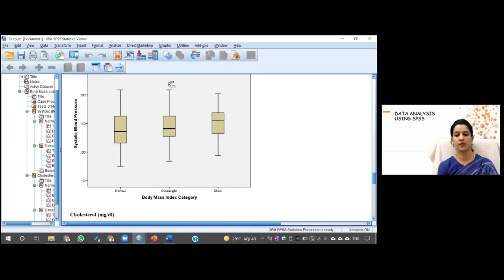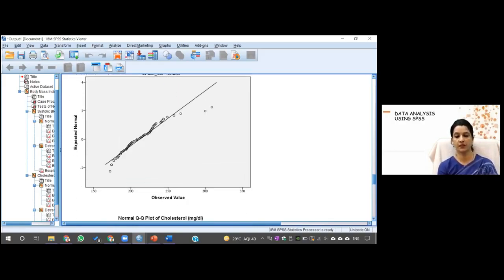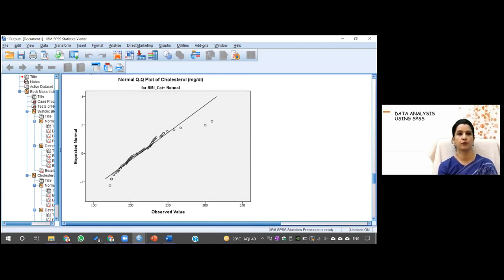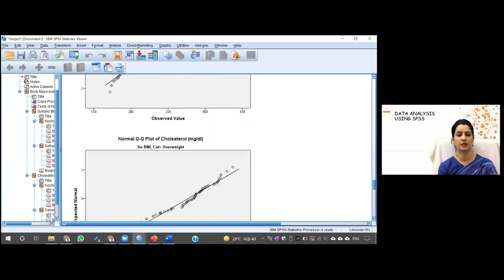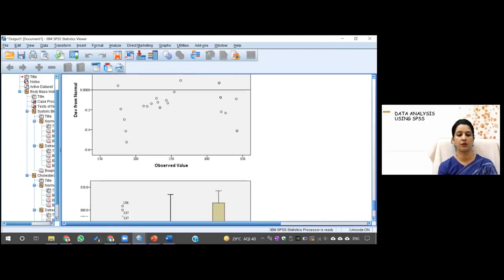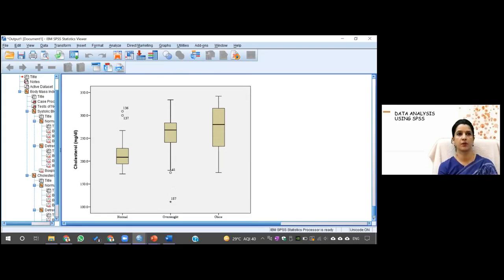Okay, then I'll come down, and this is the QQ plot of cholesterol. You can see it is linear, normally distributed. This is again normally distributed. This is the box plot, which is for checking the outlier. So here, what is your comment if you see the cholesterol level? Please type in the chat box: in which group, how many, and type of outlier.